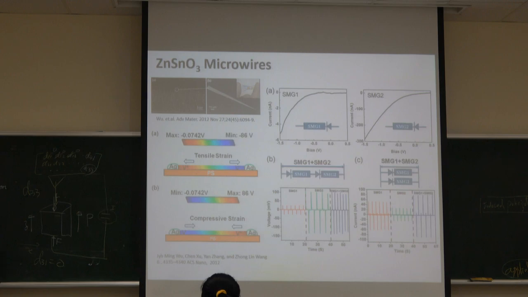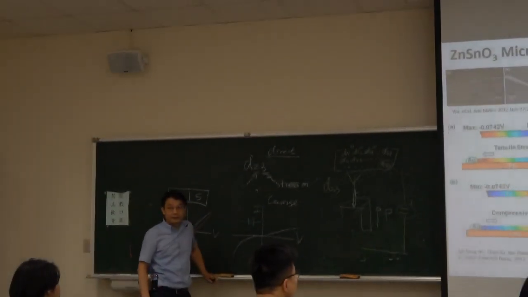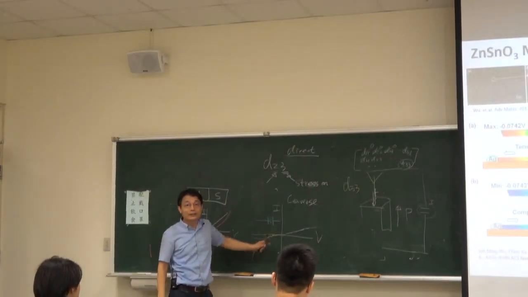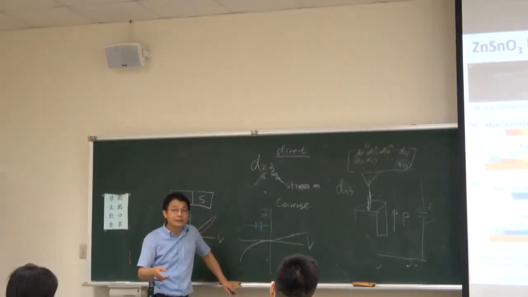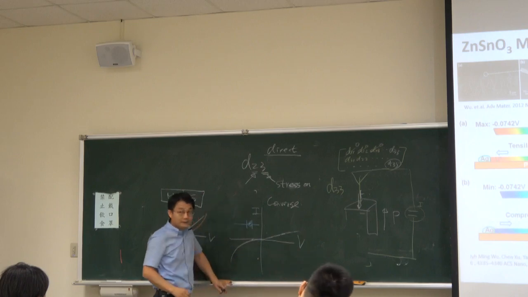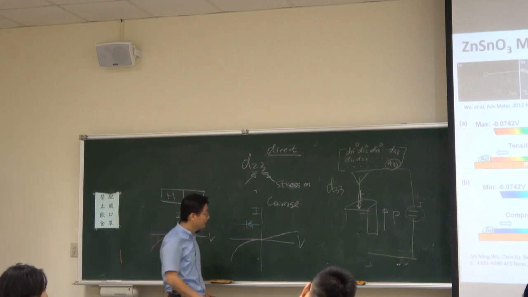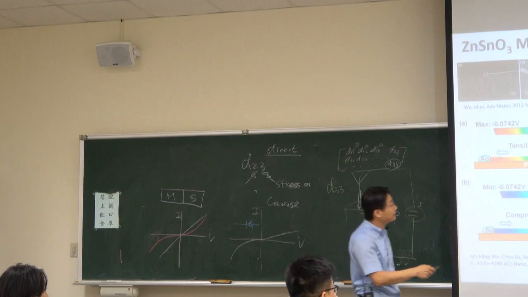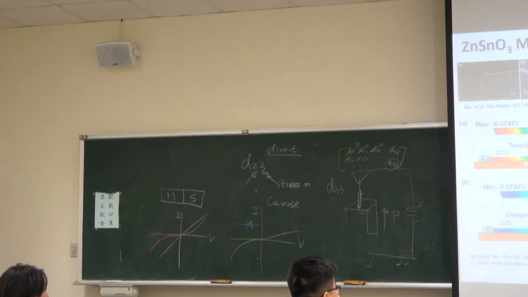SMG2 also exhibits single-side Schottky contact. A single-side Schottky contact I can represent like a diode, as I already showed you in chapter 4. The symbol is the diode. This is a diode, and this is another diode.